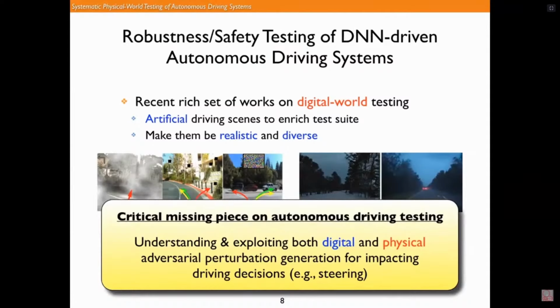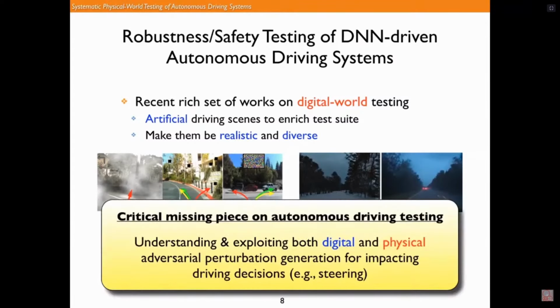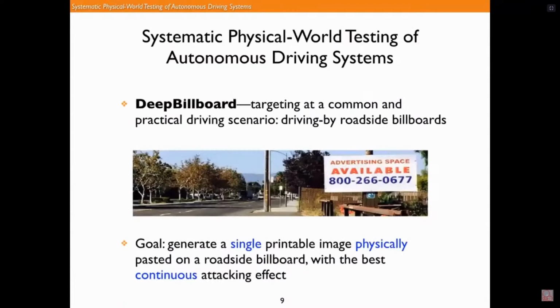So in other words, the digital world perturbation generated like we have seen here cannot be implemented in practice in the physical world, right? There's no way for us to generate these small black dots and then paste them onto the sky, which is our background imagery. So how to do physical world testing of autonomous driving systems is the major motivation behind Deep Billboard.